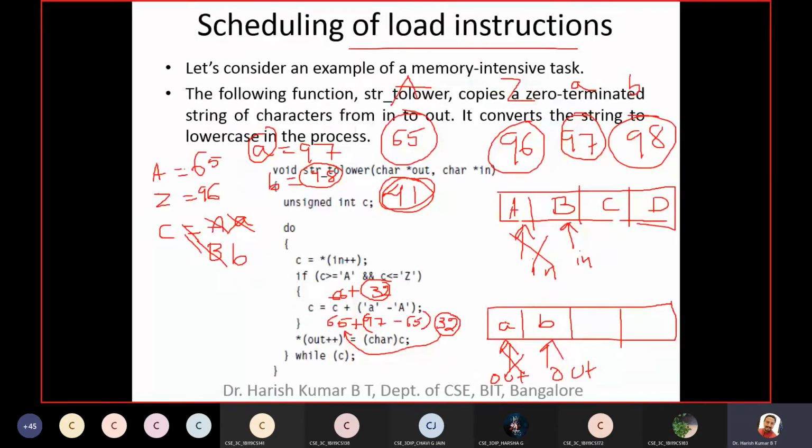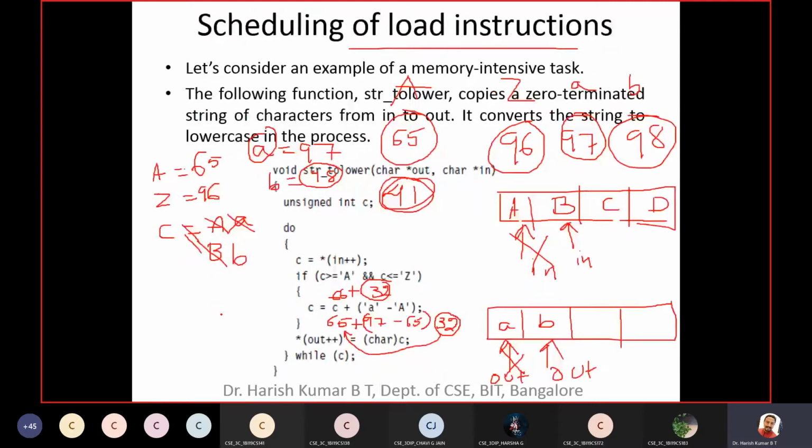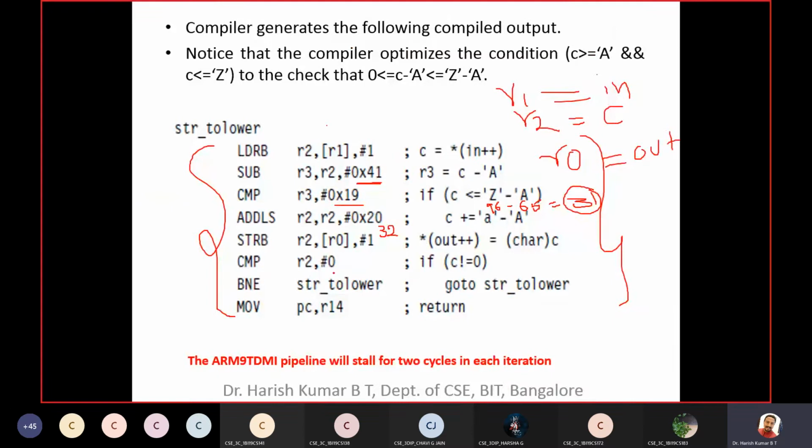So R0 is out and it is pointing here, and what it writes there is the lowercase letter. So the uppercase letter is converted into the lowercase letter and it is written. So this is the equivalent assembly code for this high level C code. Okay.